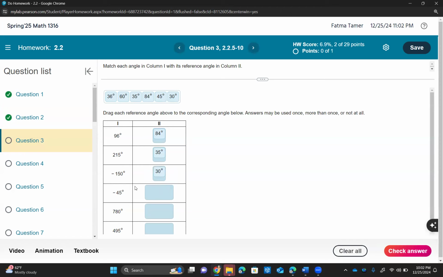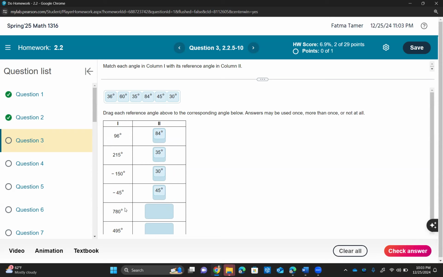Next one I need is negative 45. Again, because this is a negative angle, I can add 360 to find the coterminal angle. When I add 360, 315 is the coterminal angle. 315 is in the fourth quadrant, so I need to do 360 minus 315, which will give me 45 degrees.